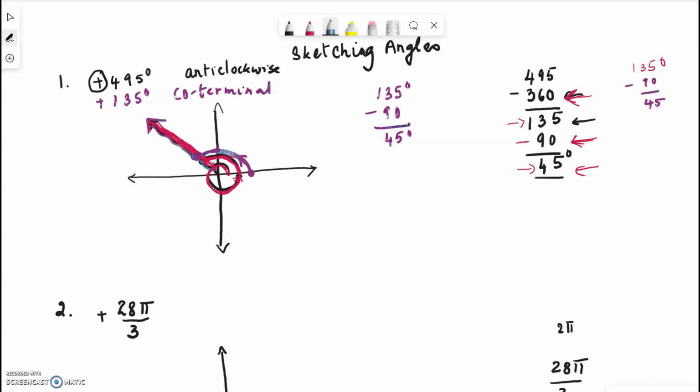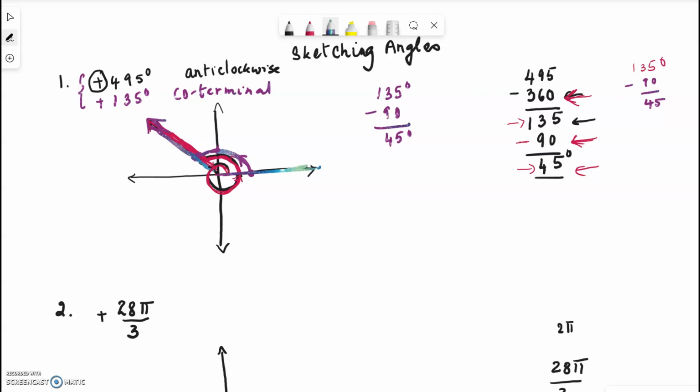So what do we notice here? The terminal side of the angle for 135 degrees is the same as the terminal side of 495 degrees. Terminal side is the ending of the angle. So this is the beginning of both angles. This is the ending of both the angles. So this is called the terminal side of the angle, and notice that both these angles have the same terminal side.